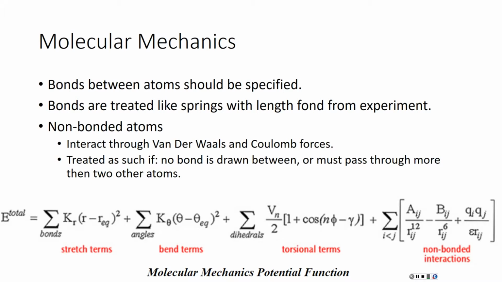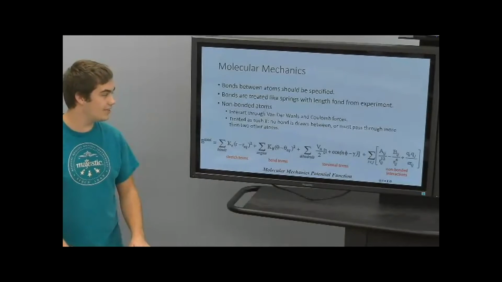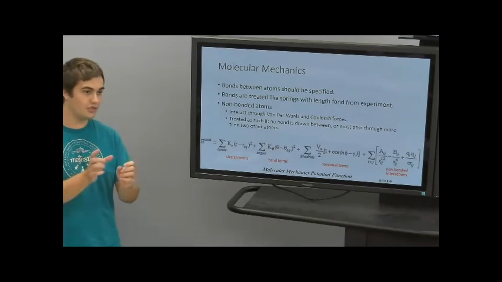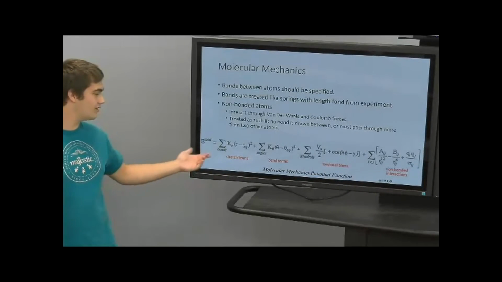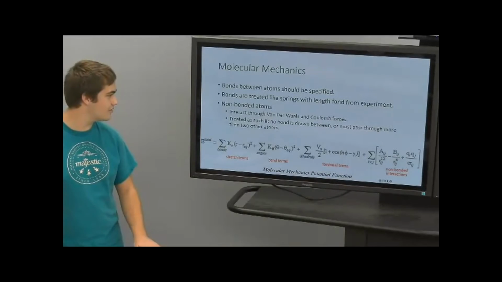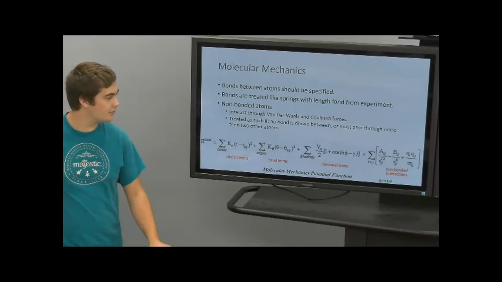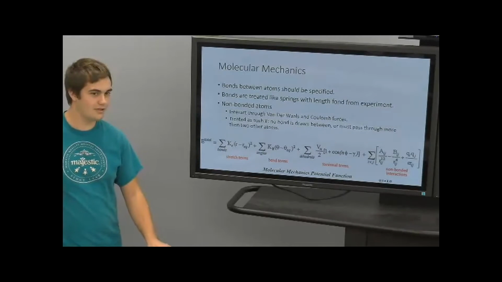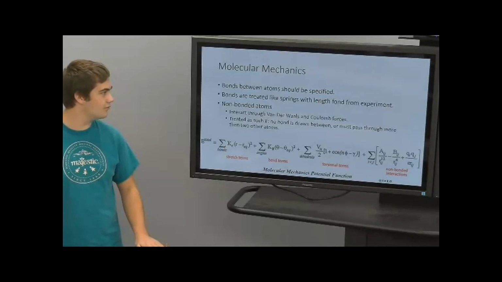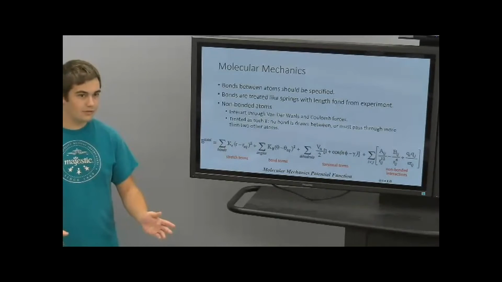For the molecular mechanics method, it's important if you run this that you specify the bonds between the atoms, because it will treat the bonds as if there are two masses with a spring in between. You can really see that in the energy equation: it's like your 100-level physics spring equations for a lot of those terms. And atoms that aren't bonded together, like two different molecules, it'll just run calculations with Coulomb forces and van der Waals. That's the easiest to compute.